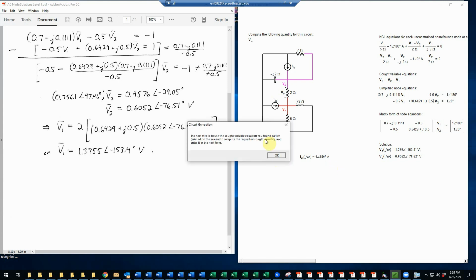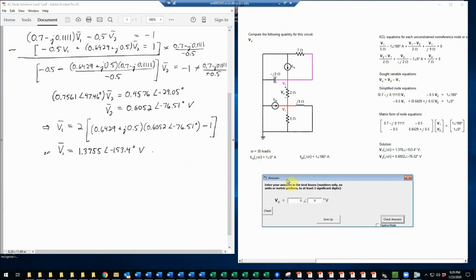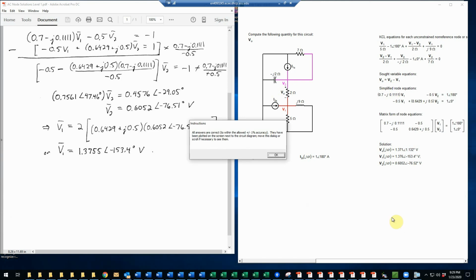Okay, so then the next step would be to use our SOT variable equation to actually compute the SOT variable. And so now we just have to take V2 minus V1, and again that would just be a matter of taking those two numbers on the calculator and subtracting them using the methods that I already showed you. So I'm just going to put that in here quickly. And that works out on a calculator to 1.371, angle 1.132 degrees approximately. And so we'll check that. And that is correct.